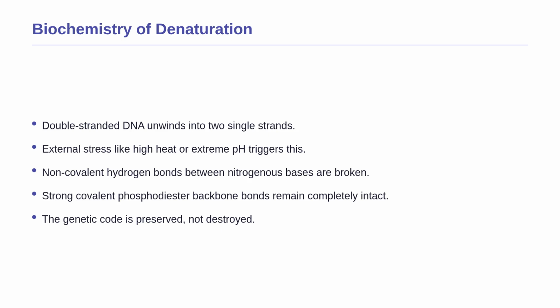Building on our zipper analogy, let us look at the formal biochemical process. DNA denaturation is the process where the double-stranded DNA molecule unwinds and separates into two single strands. This usually occurs because of external stress, most commonly high heat or extreme pH levels. This stress breaks the non-covalent hydrogen bonds between the complementary nitrogenous bases. Remember, adenine pairs with thymine and guanine pairs with cytosine.